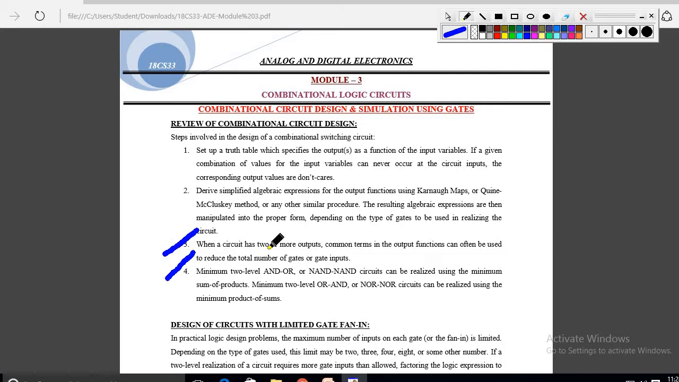That means a minimum two-level AND-OR or NAND circuit can be realized using the minimum sum of products, SOP. And a minimum two-level OR-AND and NOR circuit can be realized using the minimum product of sums, meaning POS. That you should know. Is it clear?